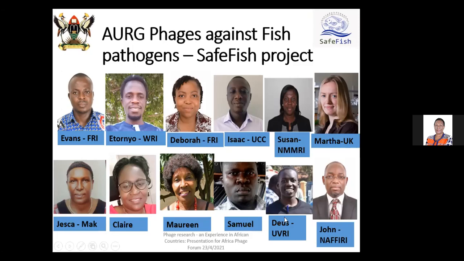And below is the Ugandan team, Jesca as the PI. We have Dr. Claire Mugasa, a molecular biologist. Maureen Mayanja is a social economist. And Samuel Ponsian did his PhD, is a vet. From Jesca to Samuel, we are all vets. We did undergraduate, the BVM course. Samuel did his PhD in fish pathogens, bacterial pathogens.